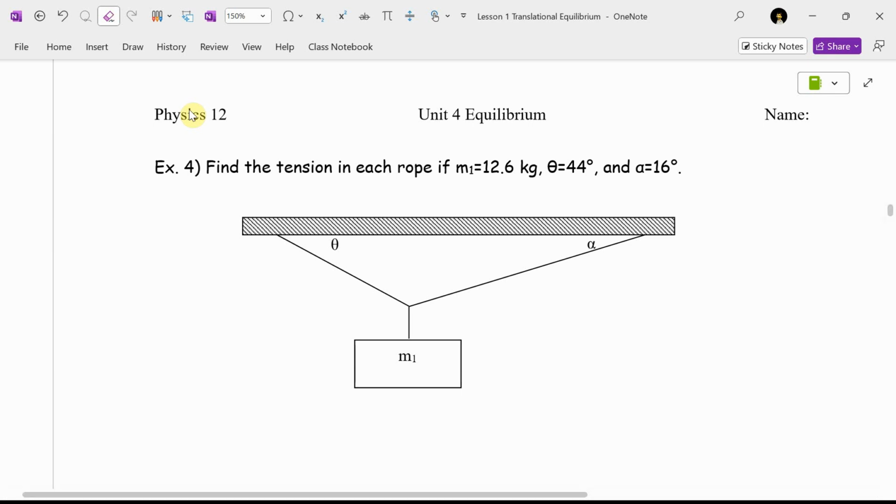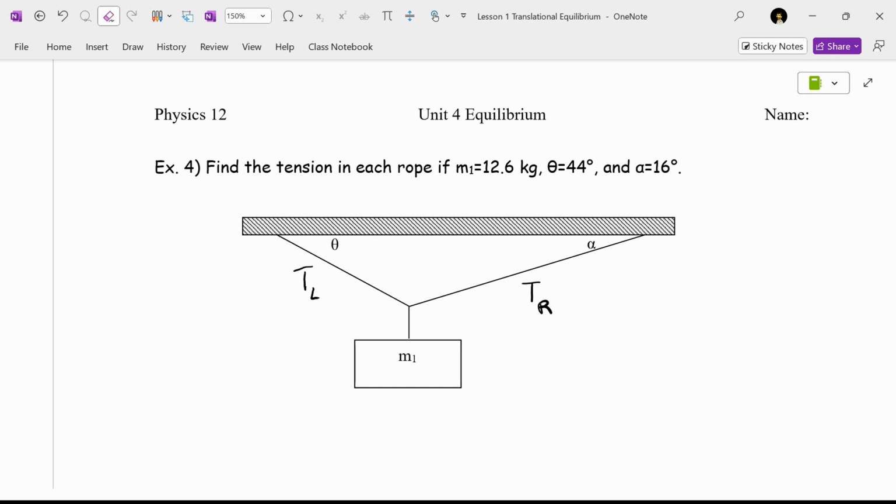I'm going to call this one on the left here tension L for left. I'm going to call this one tension R for right. Are the angles the same? Which tension do you think is going to be bigger, left or right? Left is bigger? Right is bigger? Let's find out. This is not that intuitive. I can make an argument either way.